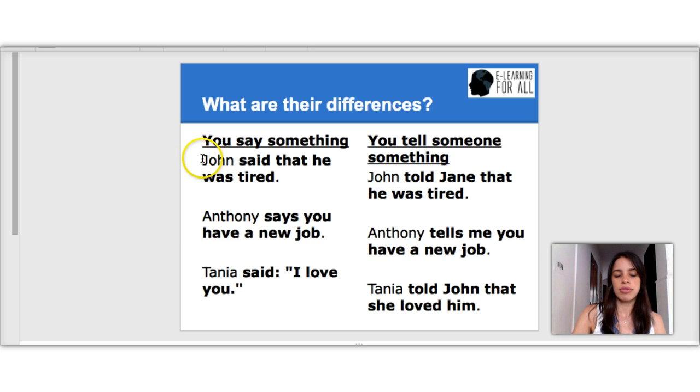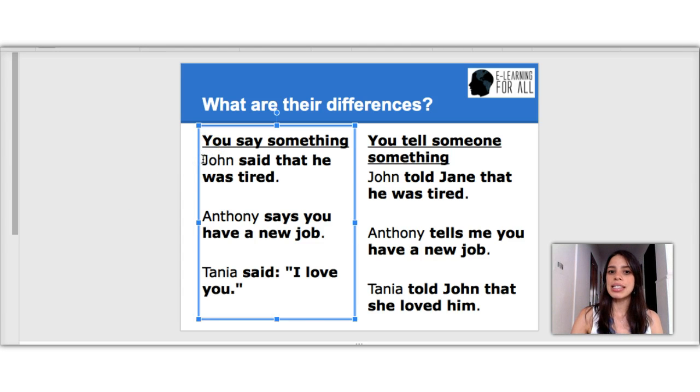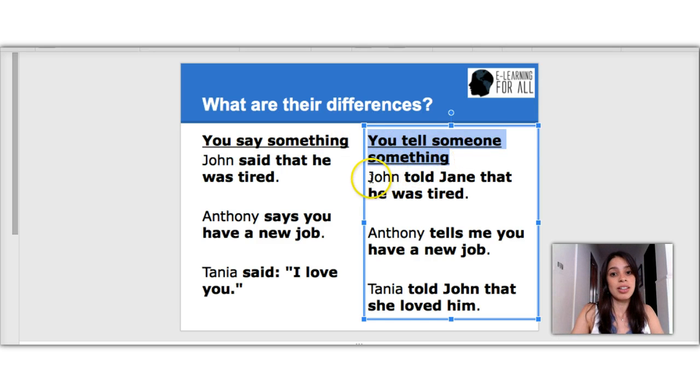You say something, for example, John said that he was tired. He said something, right? Now, you tell someone something. It's the same sentence, but now with the verb tell. John told Jane that he was tired. He told someone something. Got it? With the verb say, you just say the thing. The verb tell, you tell someone this thing. Got it? Let's see another example.